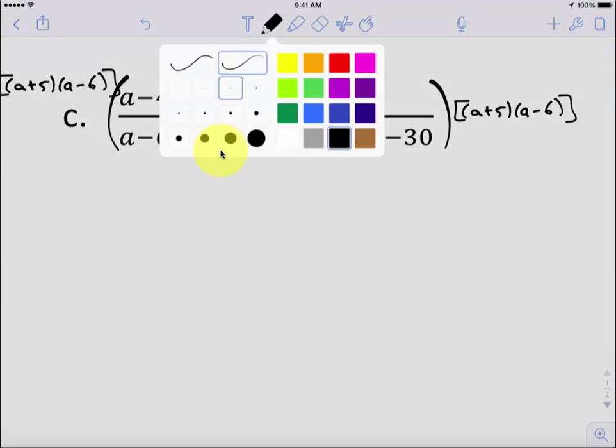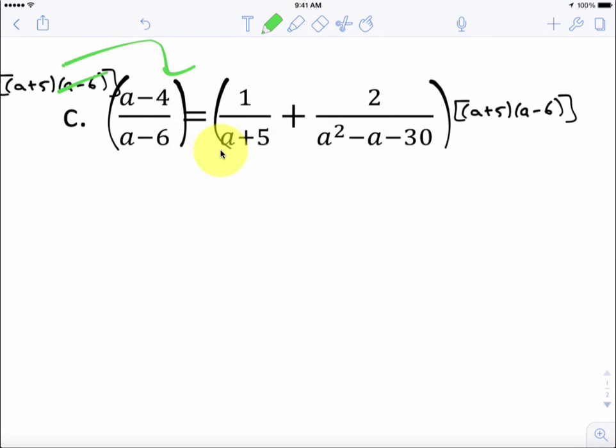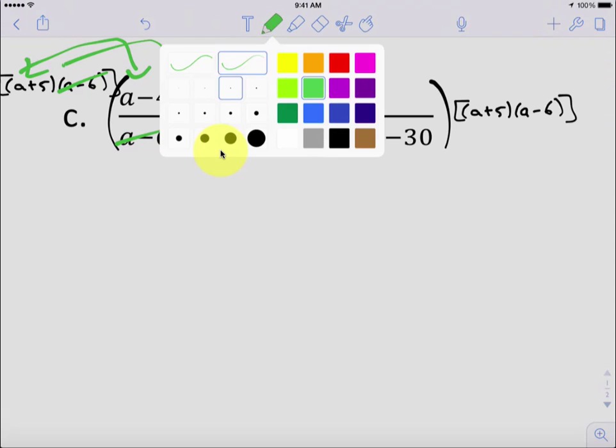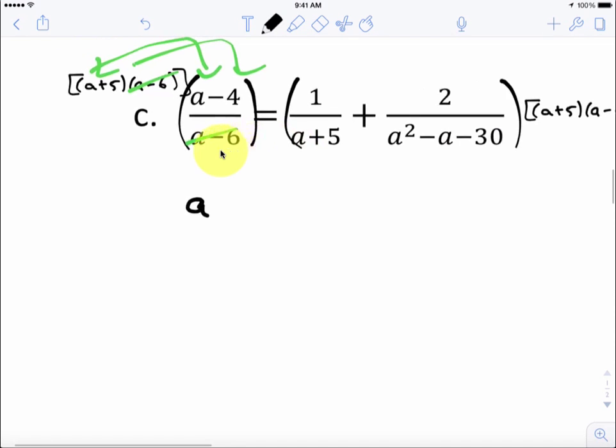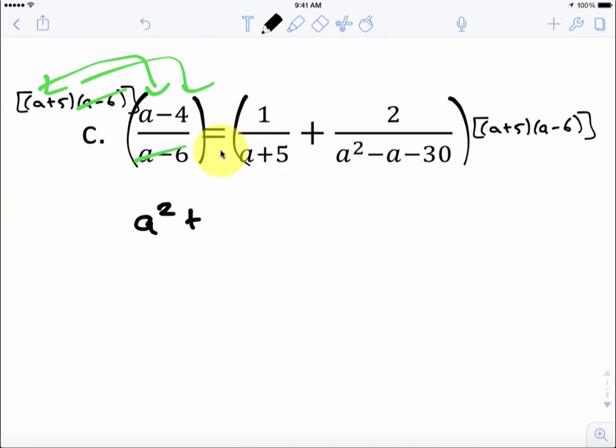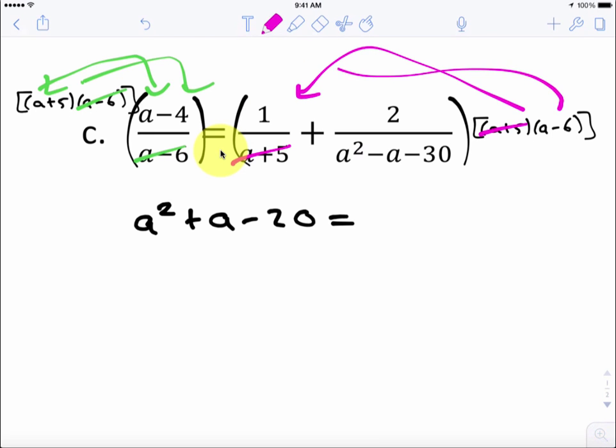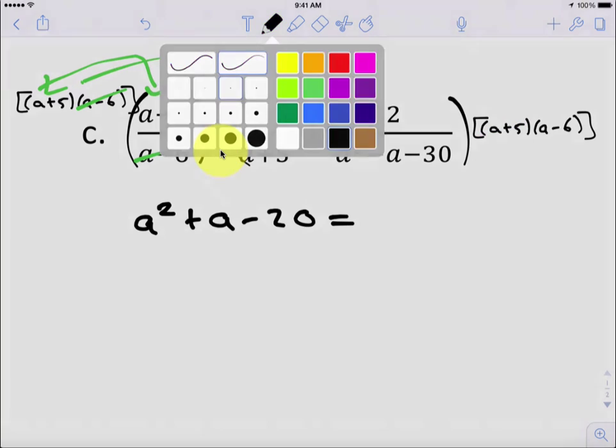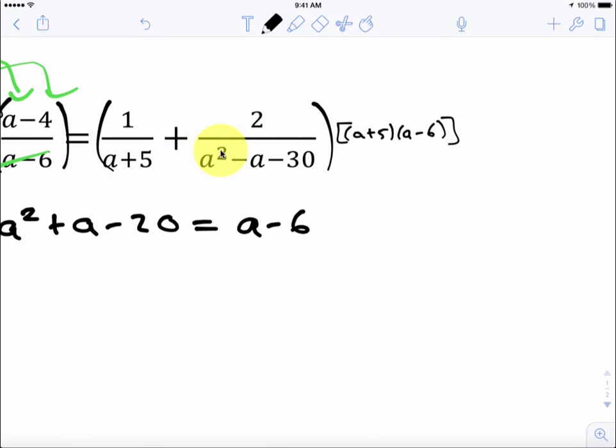On the left-hand side, when we multiply these together, the a minus 6's are going to simplify to 1. We end up with just a plus 5 times a minus 4, which I hope we know is going to be a squared plus 1a minus 20. The right-hand side, okay, this is going to be tricky. When we multiply these together, the a plus 5's are going to simplify to 1. So we end up with just 1 times a minus 6, so just a minus 6. Not so bad. And in our last step of multiplication, when we multiply these together, all of this will simplify to 1. We just end up with 2.